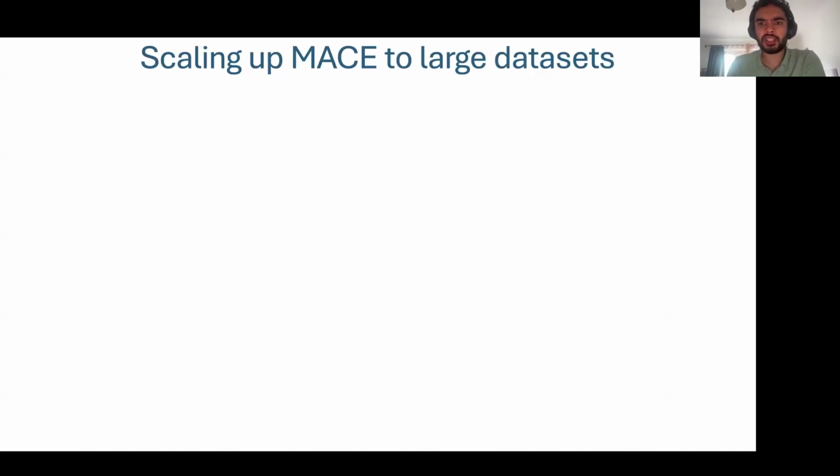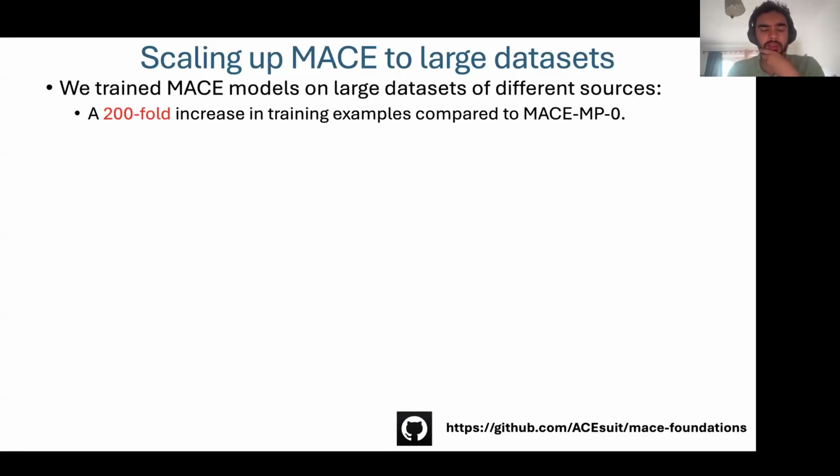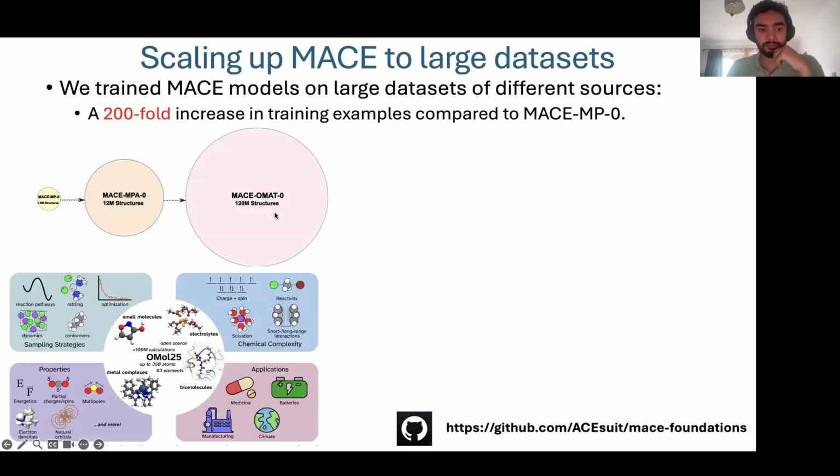And the last thing I want to touch on is our effort to basically scale up this foundation model to larger and larger databases. And now we have trained models on databases that are about 200 times larger than the Materials Project. And here you see the Materials Project 1.5 million, and MPA was trained on 12 million. And then we have a model that was trained on 100 million. And we have models that are trained on even larger datasets.